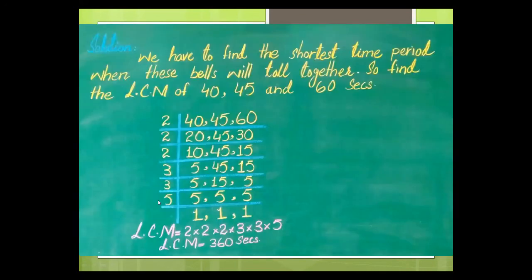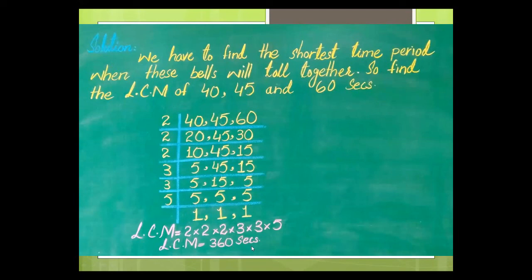Okay, so all of these divisors are the factors of the LCM. So all of these divisors, which are 2, 2, 2, 3, 3 and 5, multiply all these numbers, and the product is called the LCM of the numbers 40, 45 and 60 respectively. So we say that the LCM of 40, 45 and 60 is 360.